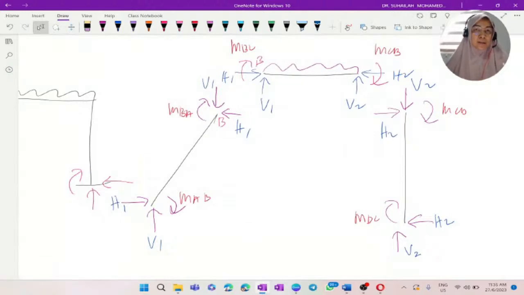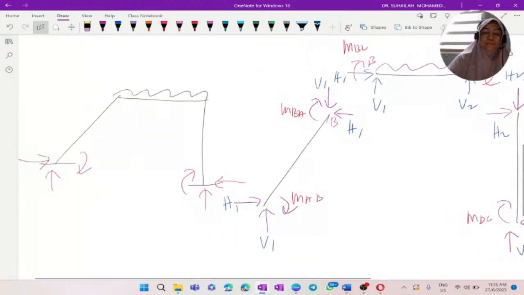We have the shear force, the normal force in horizontal direction, the vertical shear force in vertical direction. That is why we label as V, and the moment, the bending moment. So at each end, we will have three types of internal forces: shear force, horizontal force, as well as moment.